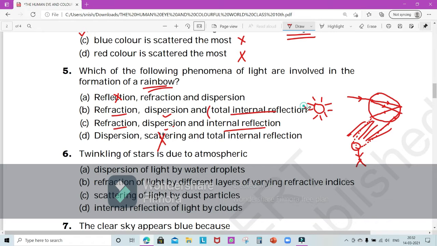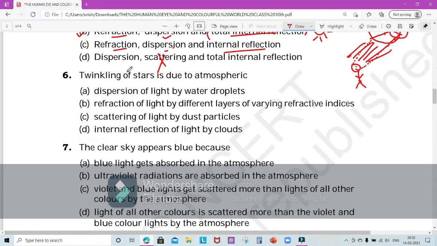Now is it total internal reflection or just internal reflection? It should be TIR. What is total internal reflection? Here that's happening, right? There's some phenomenon happening. You'll be learning about critical angle in your further classes, right? Critical angle. So when this is achieved, it'll undergo TIR, so it's B. Okay, so this is also done.